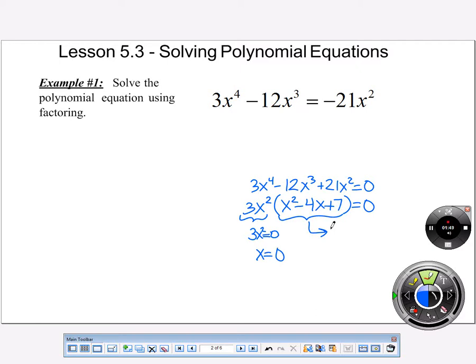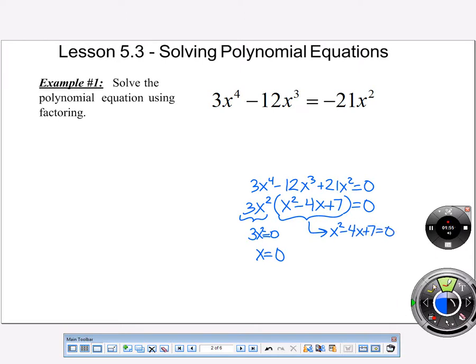So here, if I set this factor equal to 0, because it didn't factor further, like you guys said, my choices, completing the square or quadratic formula, would work. What do you guys want to use? I don't care. Completing the square? Sure. It's not that bad, right? There's a 4 right here. Okay. So I'm just going to move the 7 to the other side.